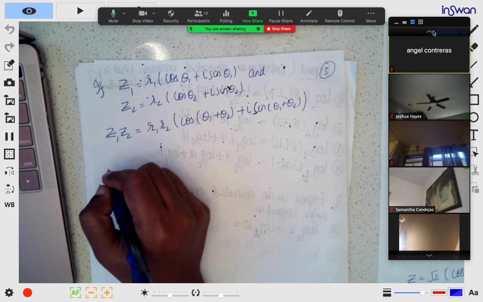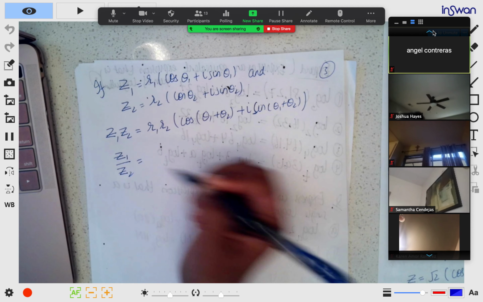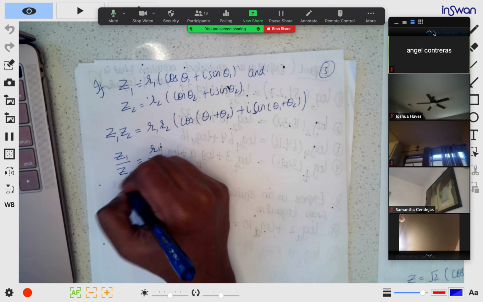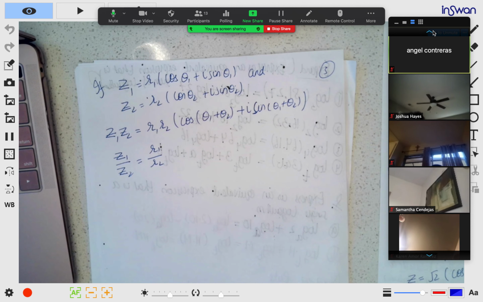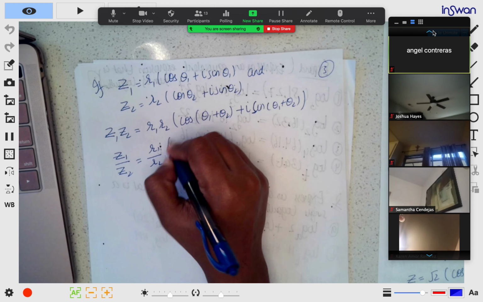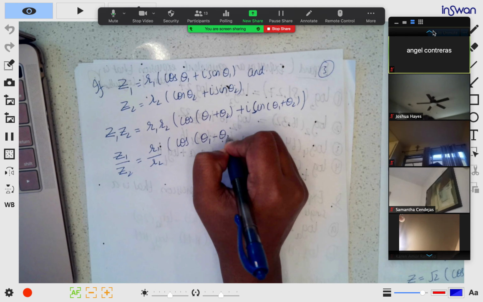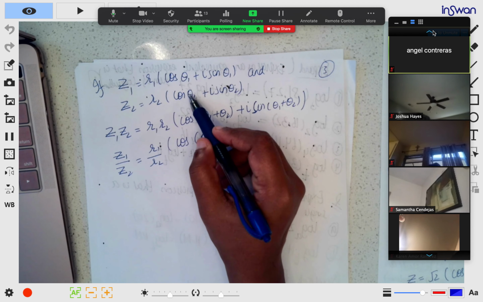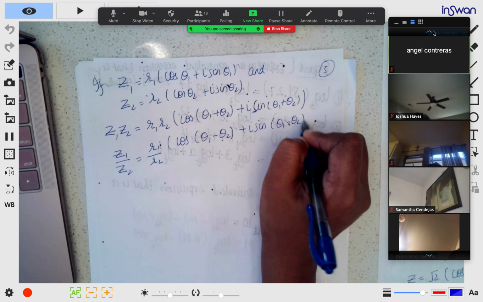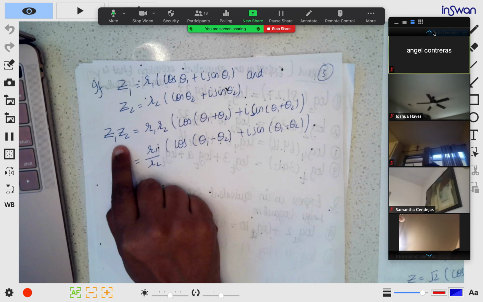And if I want you to divide, divide the r's. Whatever you are doing, you're gonna do the same thing with r's. If you're multiplying, you're gonna multiply r's. If you're dividing, you're gonna divide r's. But now in this case, you're gonna subtract the thetas. So it becomes theta 1 minus theta 2, plus i sine theta 1 minus theta 2. So in division, you subtract the angles. In multiplication, you add the angles.